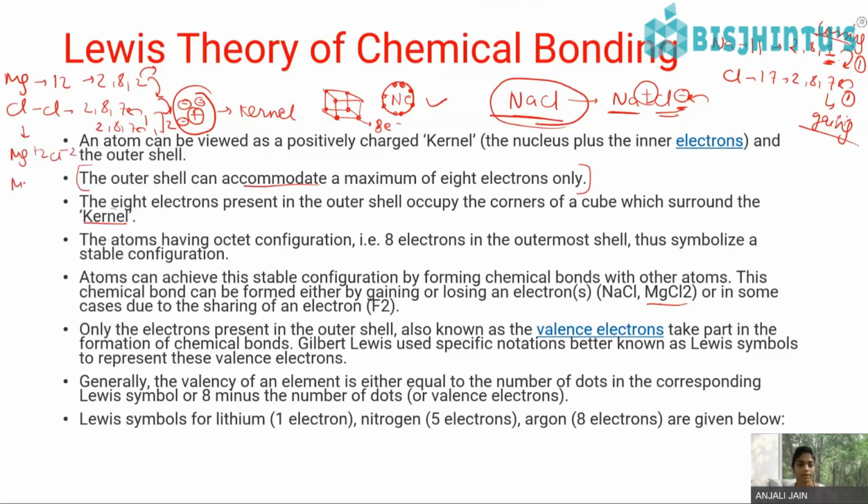which will give you MgCl2. Because plus 2 and minus 2 will cancel. Why Cl2? Because Cl has a minus 1 charge, and Mg has a plus 2 charge. So Mg2+ is being neutralized by 2 Cl negative ions, which give you minus 2 charge. If you apply Cl2 over here, then it will become minus 2.